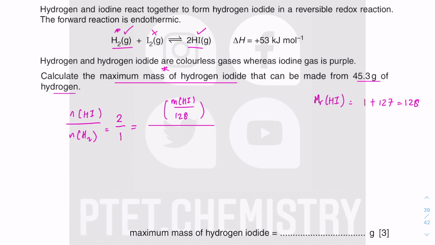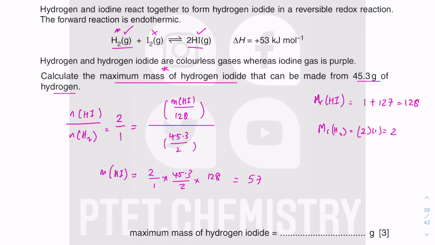And I have this much mass of H2. The MR of H2 is a molecule, so it's 2 times 1, which is just 2. So it's 45.3 divided by 2. So the mass of HI, this seems like a very straightforward question: 2/1 times that divided by 2 times 128. Press that into your calculator. So 2 times 45.3 divided by 2 times 128.